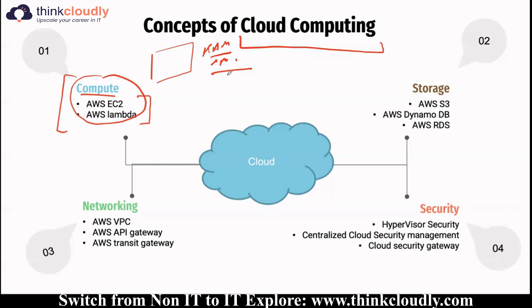Let's say you have a requirement to create a server. So you will choose EC2. If you have a requirement to run your code, you will choose Lambda. So what you are actually doing, at the end of the day, is running the application. That is why we need compute.